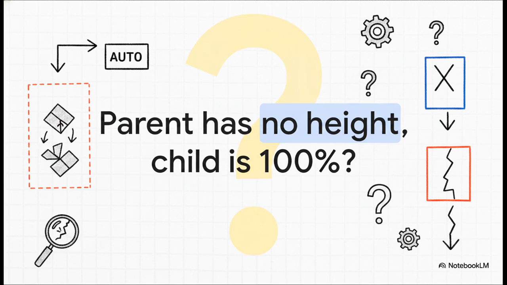If just one missing parent height can silently collapse your entire layout, how many other hidden architectural rules are silently breaking the code in your current projects right now?